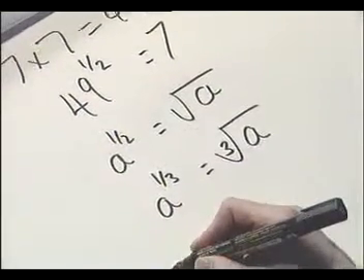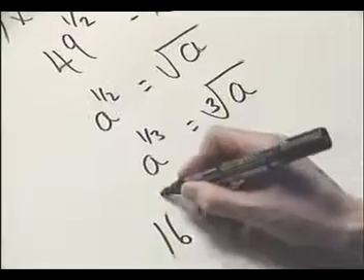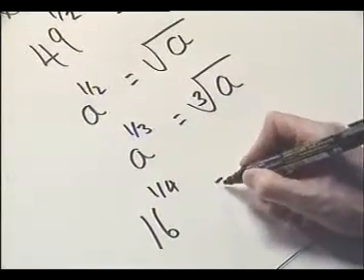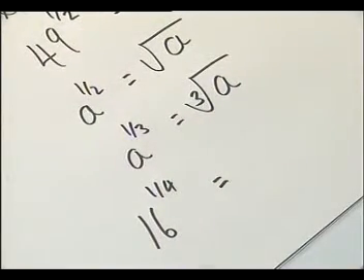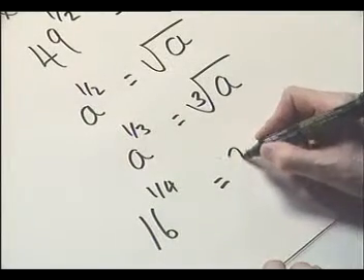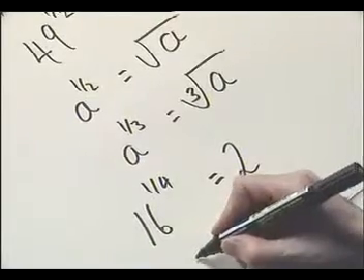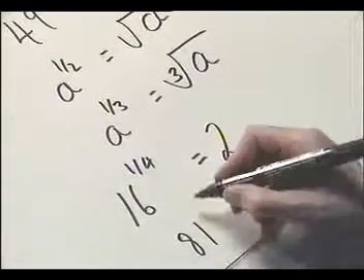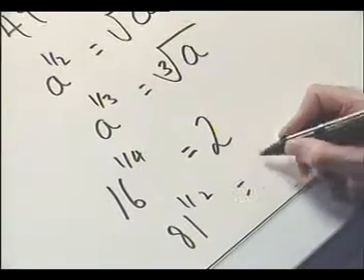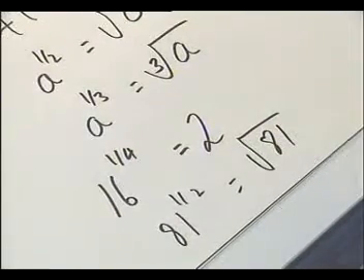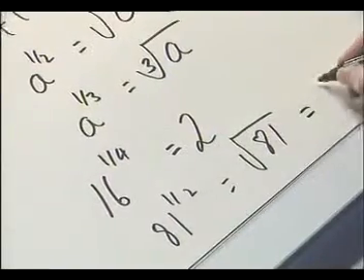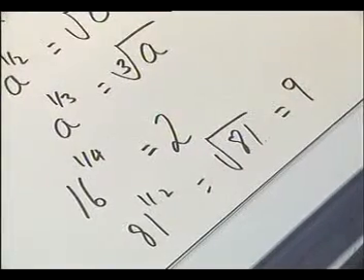So if we were asked what is 16 to the quarter, what we're asking is what number, when multiplied by itself 4 times, gives us 16? And a fairly obvious choice for that is 2. What about 81 to the 1/2? Well, that's the square root of 81, and the square root of 81 is 9.